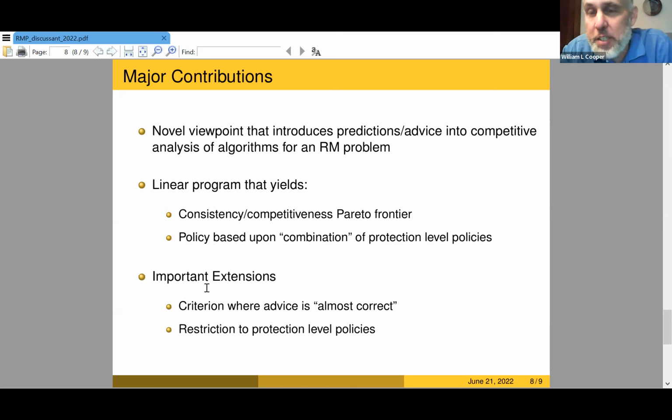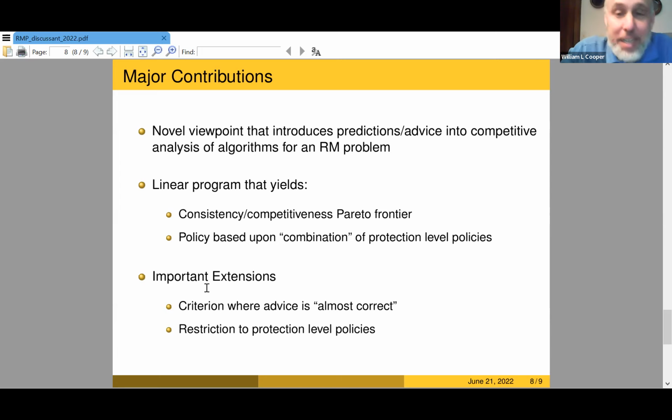And there are several extensions to this that are also mentioned in the paper. One is a method that incorporates, you can think of it as robustness. So it allows settings where you're not looking just at cases where the advice is exactly correct, but almost correct. And then there's also some analysis where there's a restriction of what policies can be considered to only protection level policies. And I'd say that's of quite a bit of interest, since those are very standard policies to use in revenue management problems.